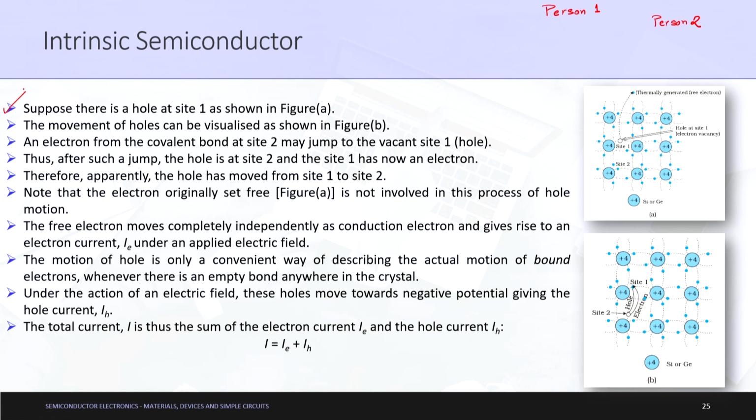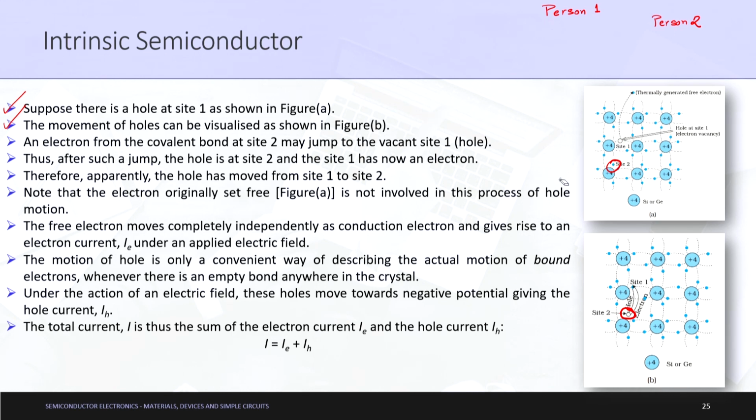So suppose there is a hole at site 1 as shown in figure A, the movement of holes can be visualized as shown in figure B. An electron from the covalent bond at site 2 may jump to the vacant site 1. So basically it has jumped to the vacant site, the hole. Thus after such a jump, the hole is at site 2, so quite evident. So now the hole is at site 2 and site 1 now has an electron.